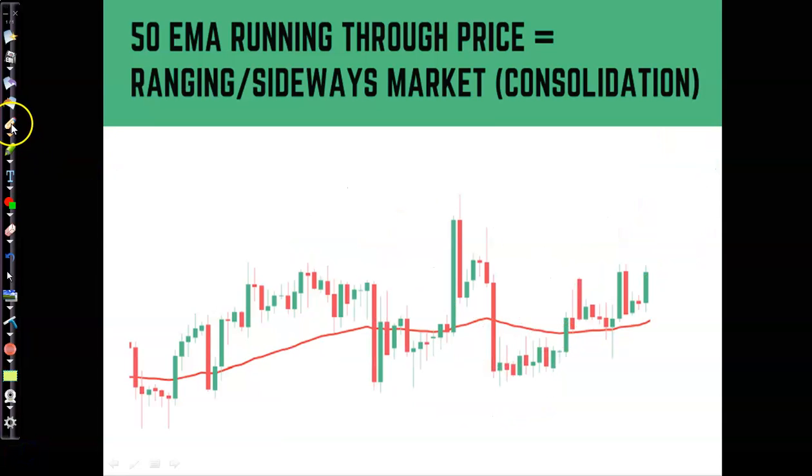When price stays in between the 50 moving average or near the 50 moving average, what happens? The 50 EMA runs through the price, and it is called a ranging market or sideways market, or most people say consolidation. Here you can see this is the 50 exponential moving average, and price is running in between it. When price is running in between this 50 moving average, it is called a sideways market, and we avoid trading in this market.